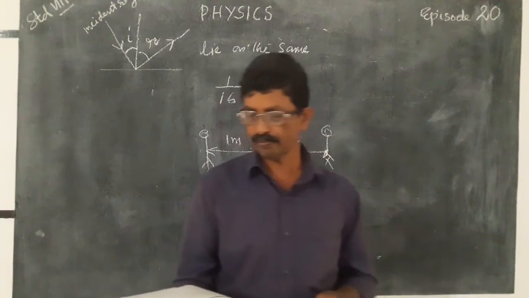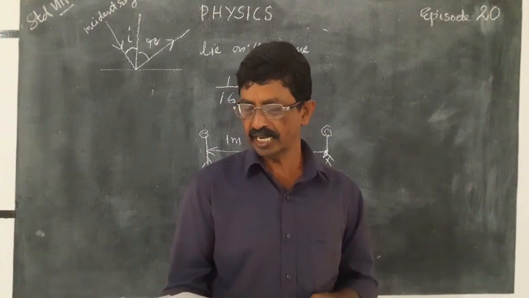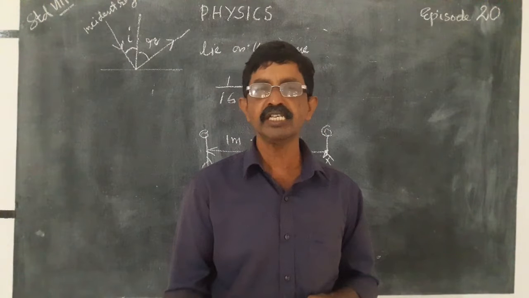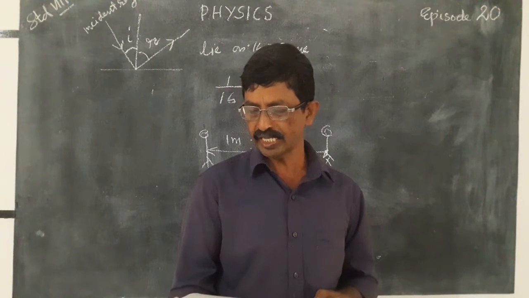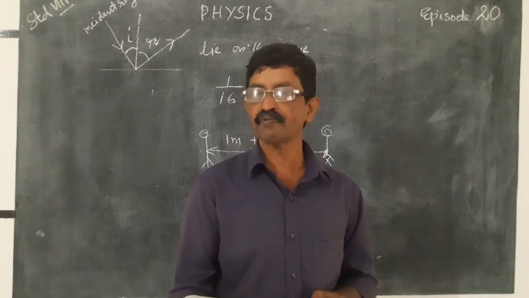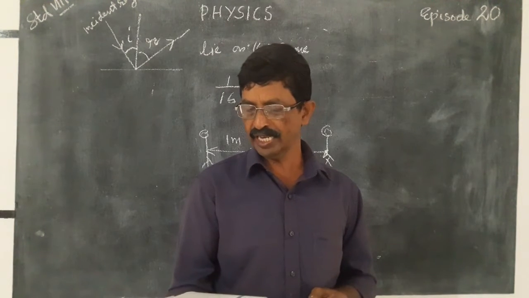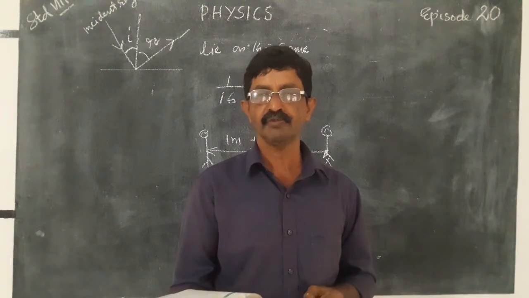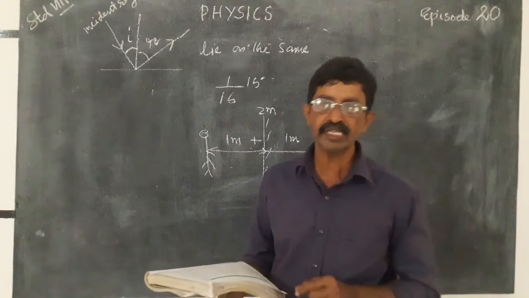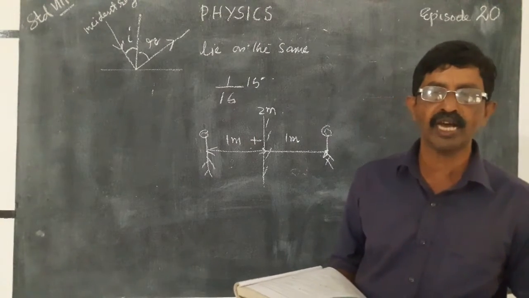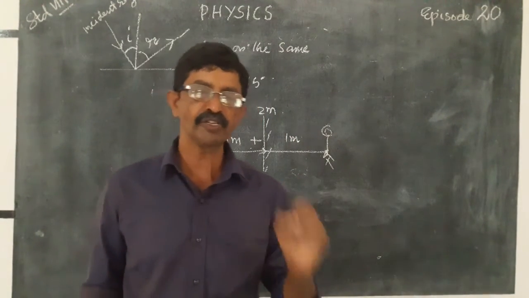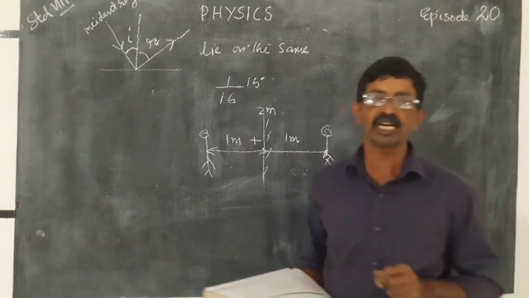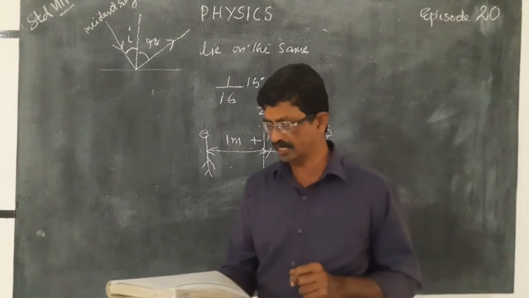Now see, choose the correct answer in questions 7 and 8. Angle of incidence is equal to angle of reflection: always, sometimes, under special conditions, never. We know the angle of incidence is equal to the angle of reflection always.